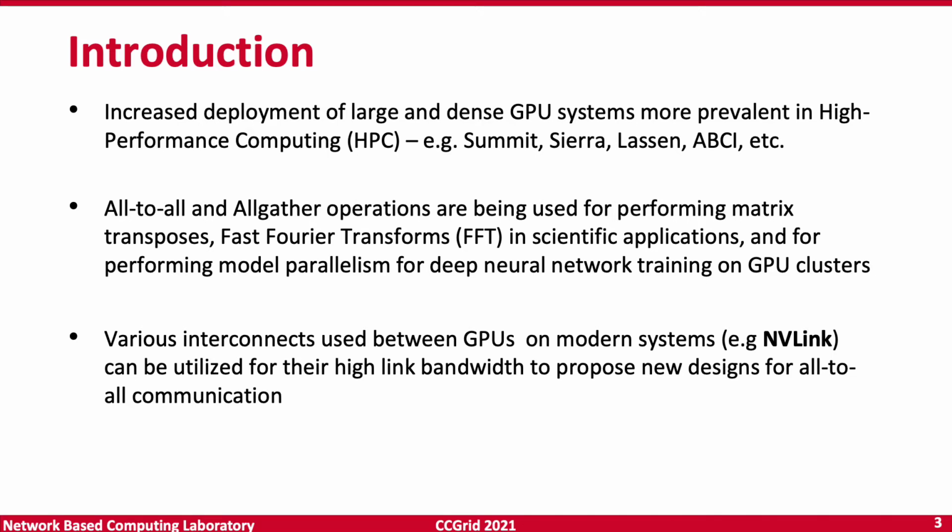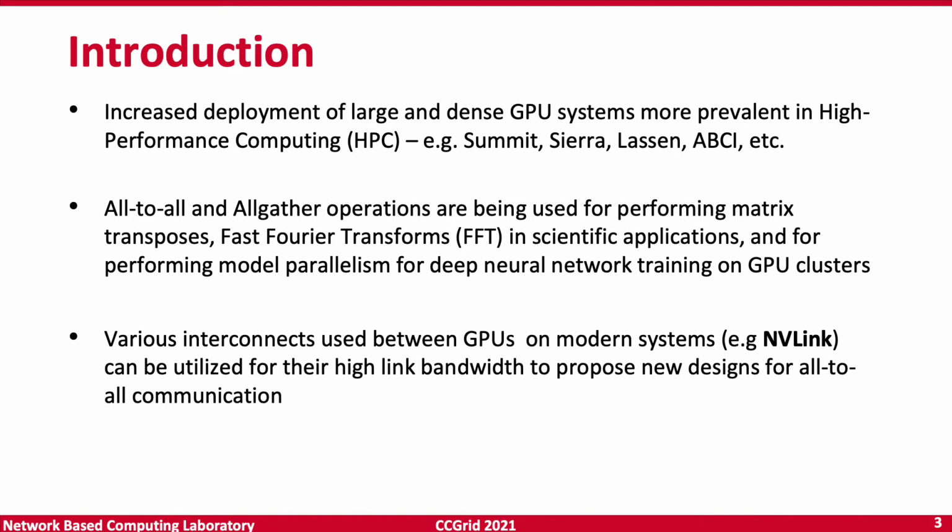So in recent years, we've been seeing an increased deployment of large and dense GPU systems becoming more prevalent in high-performance computing through systems like Summit, Sierra, Lassen, ABCI, and so forth. And these systems have thousands of GPU nodes with high-speed interconnects. In this paper, we'll look at systems with dense GPU configurations, and that growing density of GPUs within a node is a result of GPU interconnects like NVLink becoming more available and optimized. And this growing trend makes it more important to ensure efficient data movement between GPUs in order to run HPC applications at scale.